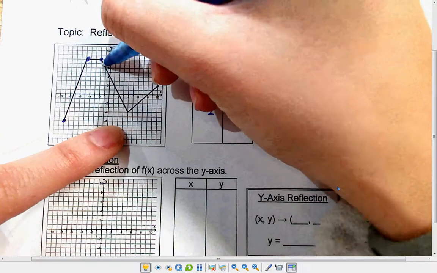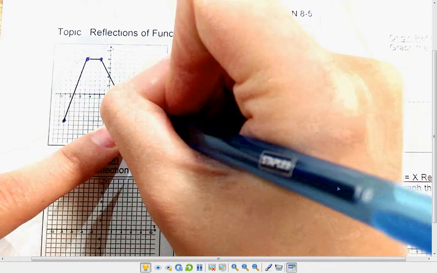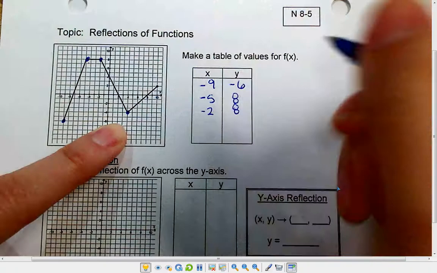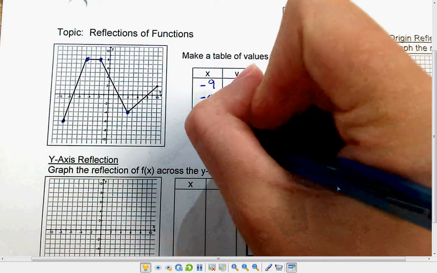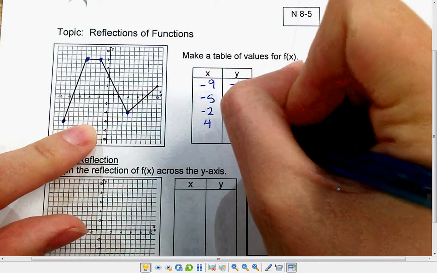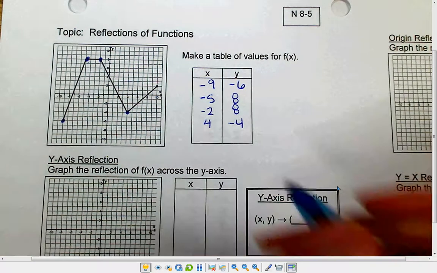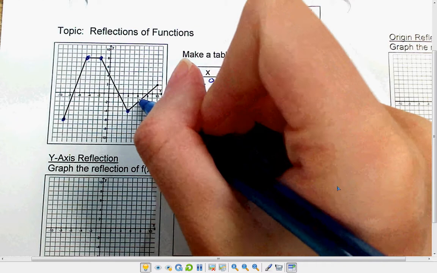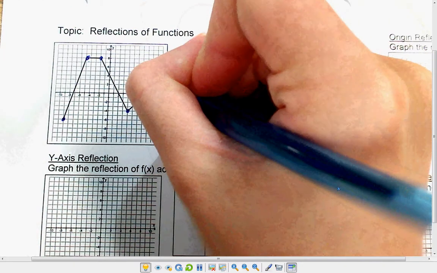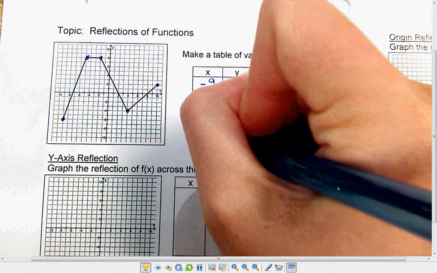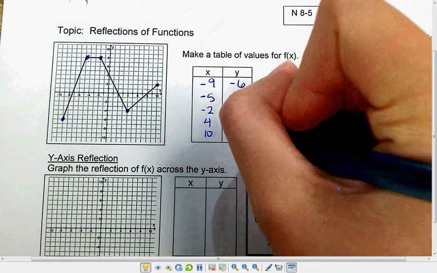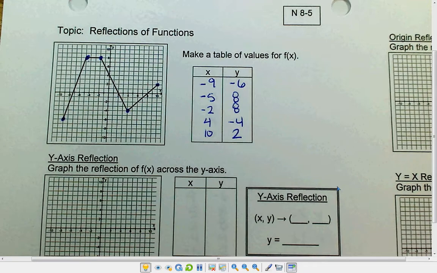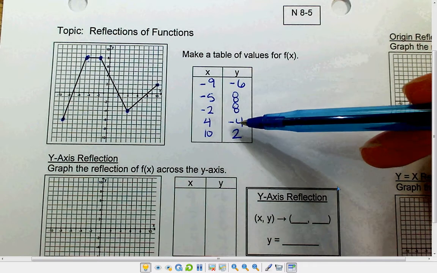And now the graph is decreasing until this point, which is our next important point, which is an x value of 4, y value of -4. And now the graph is increasing all the way until the very end. So our last important point has an x value of 10, y value of 2. So these are the 5 important points we're going to be using to reflect.